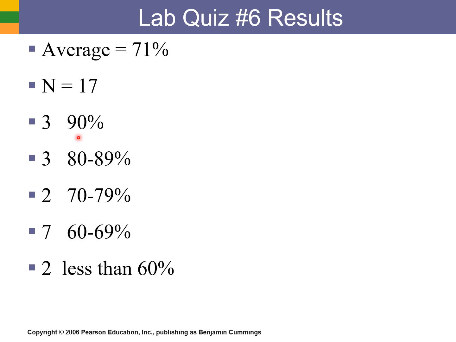For those who completed the quiz, again, the results are pretty good. We had 3 with over 90%, 3 80 to 89%, 2 70 to 79%, 7 60 to 69%, and only 2 less than 60%. So overwhelmingly, most students fell where I want them to fall, which is above that 60% level.